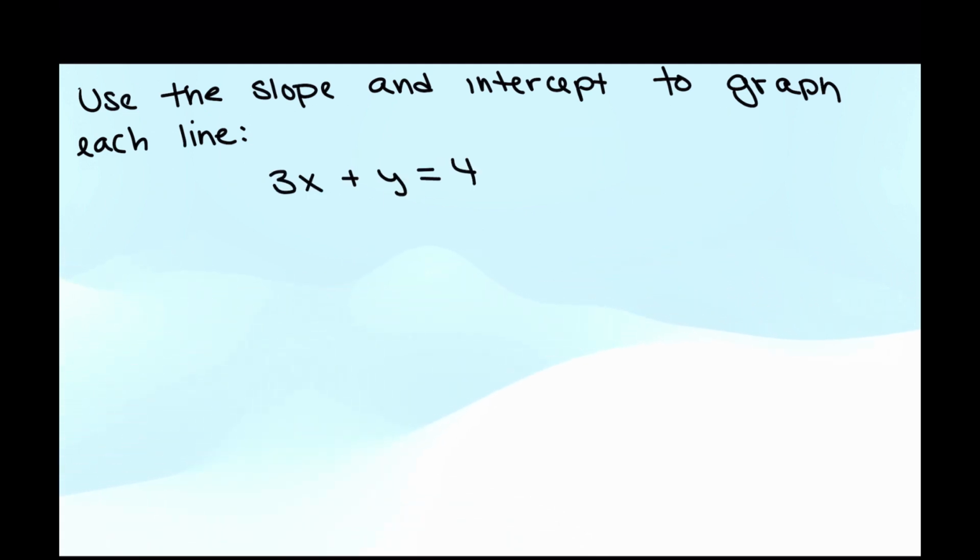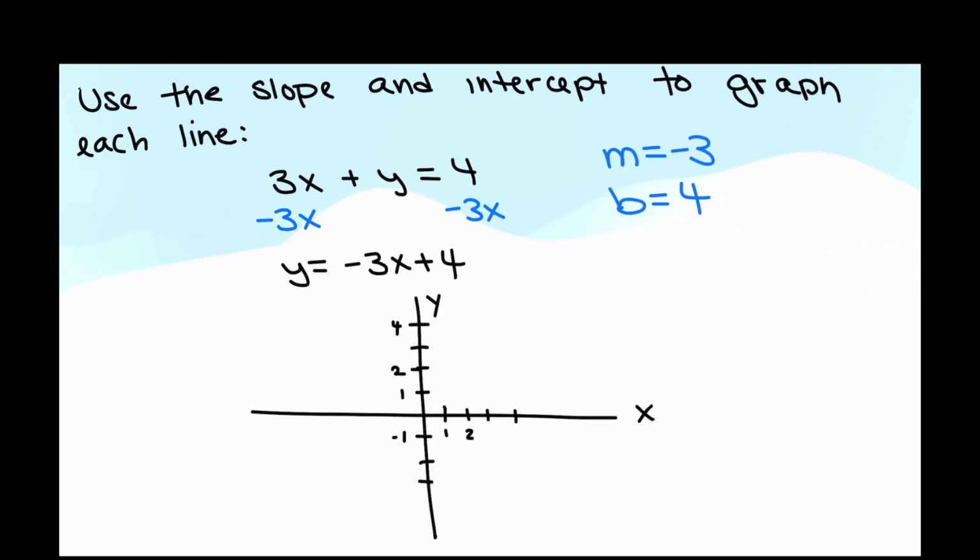Here's another one, same instructions. Let's use the slope and the y-intercept to graph. The first thing I notice is that this equation is not in slope-intercept form. To get it in slope-intercept form, we have to solve for y, and so that means we have to subtract the 3x. Move that 3x to the other side. Now I have the equation y equals negative 3x plus 4. The slope is the number in front of the x, so slope is negative 3. The y-intercept is 4, the constant.